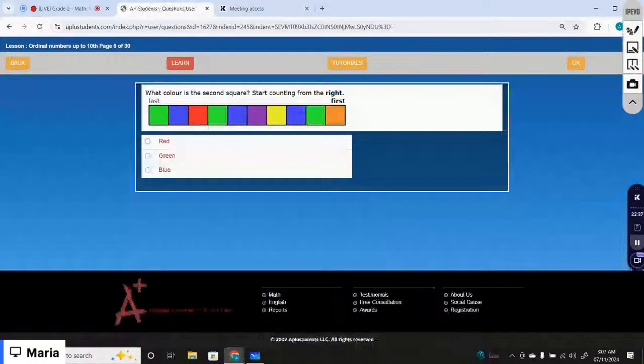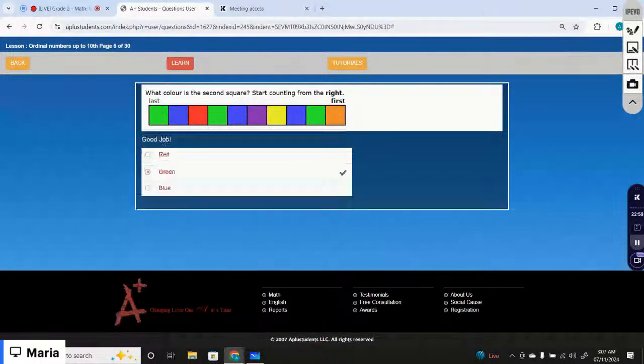What color is the second square from the right side? Start from right. So when you count from right side, the second one is green. The correct option is green. Option number two is the correct option, right?